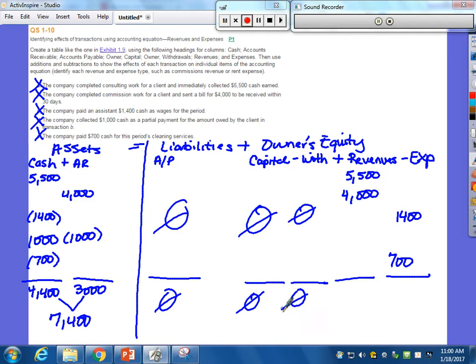Revenues, 9,500. Expenses, 2,100. So when we subtract 2,100 from 9,500, we get what? 7,400. And we balance, right? Yes. Everybody has this? Did somebody say no? Okay.